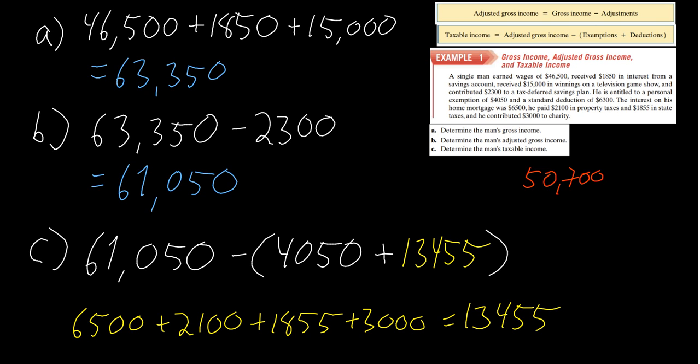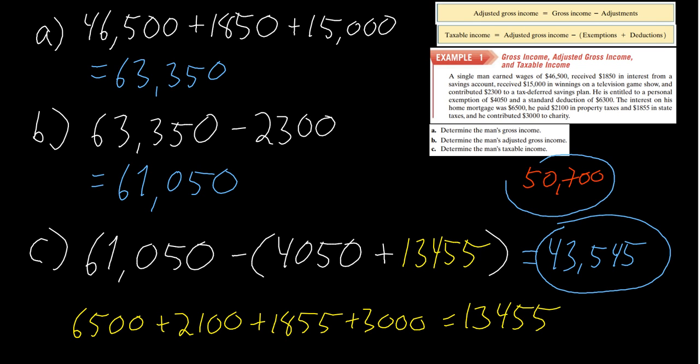And now my new total here, my new taxable income will be 61,050 minus 4,050 plus 13,455. So my new taxable income is going to be 43,545. Okay, and hopefully you're following along so far, but this is the taxable income I want. I don't want 50,700 to be my taxable income because the more money that I make, the more money I'm going to be taxed on.